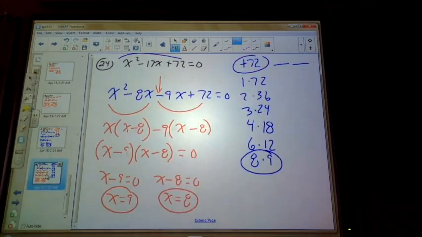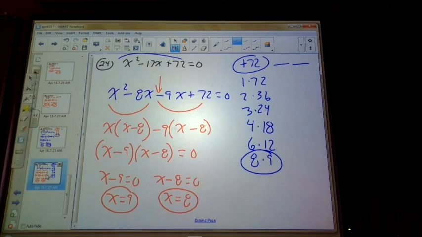And last one. You get 72. In order to get a positive 72, it has to be positive times positive or negative times negative. It's negative, negative in this one. And negative 8 and negative 9 work. And we wind up finding that our answers come out to x equals 9 and x equals 8. That one looks like a coincidence that our exact factors were actually our answers. We got lucky.